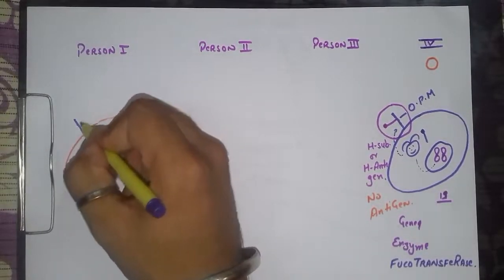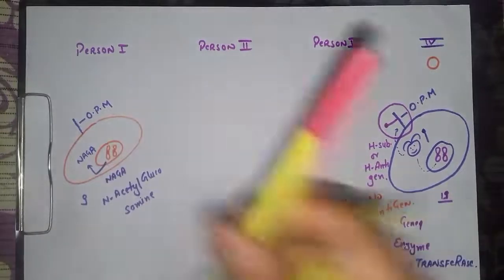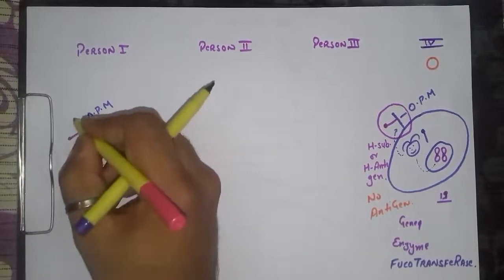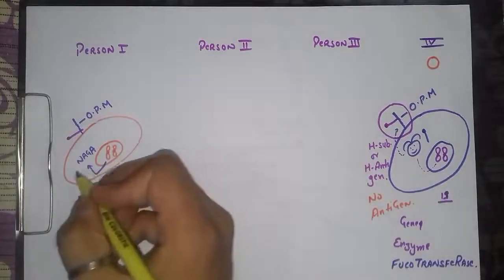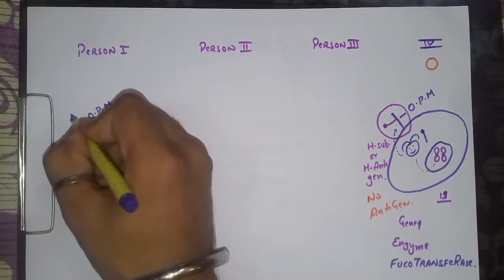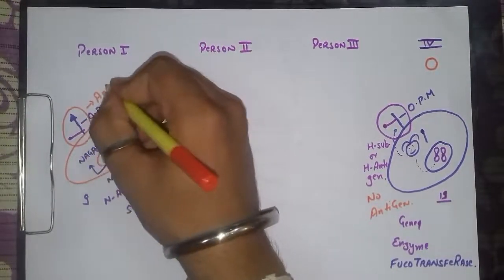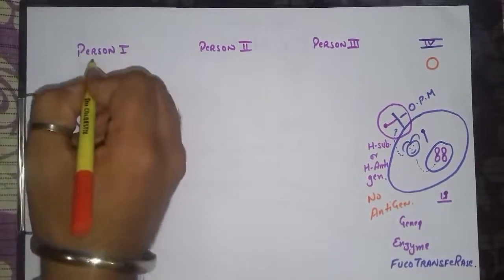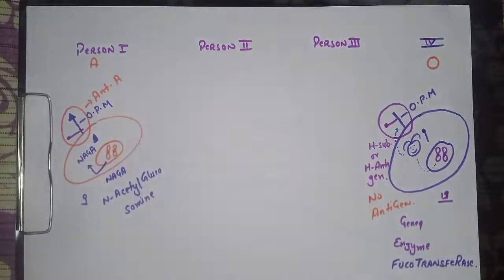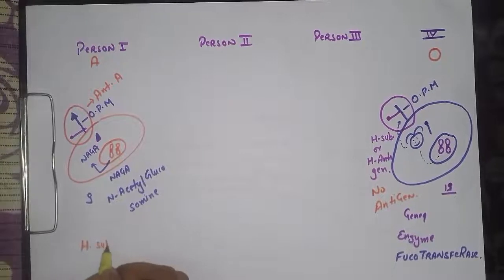This was OPM. This was attached fucose. So this whole thing was H substance. You can shape this NAGA like this triangle. When this NAGA goes and attaches to the H substance, this structure is antigen A, and person 1 is having blood group A. So in other words, we can say that H substance plus NAGA equals A antigen.